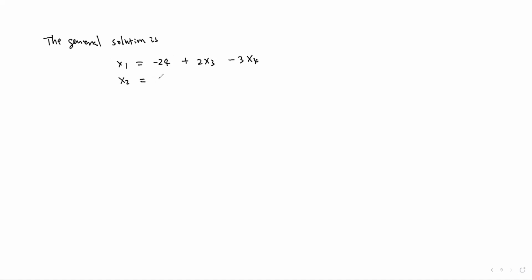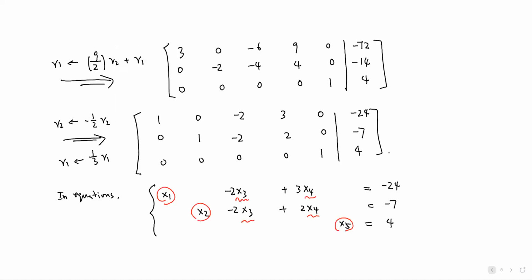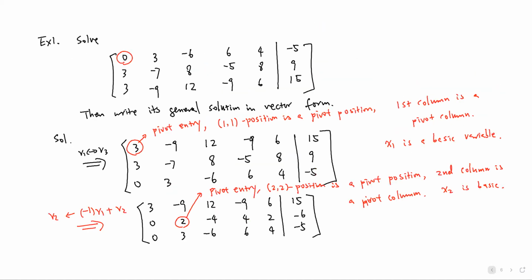X2 is this. X5 is a constant, right? Always 4. Okay. Here x3, x4 are arbitrary. Yeah. This is the general solution. I'm done with the first question in this example. Solve this linear system. I'm done.